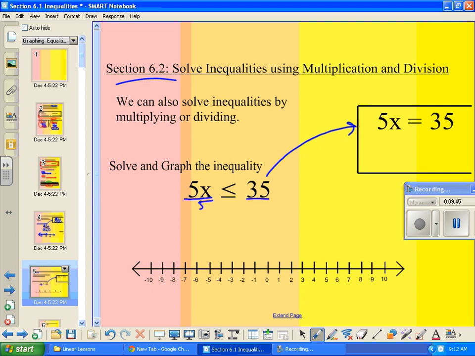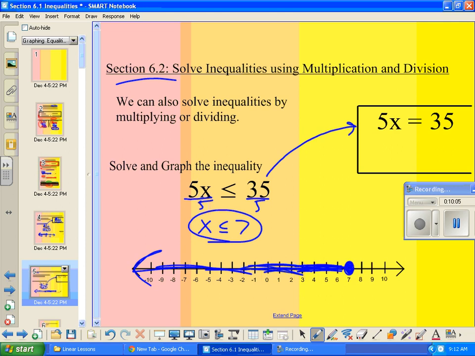So I'm going to divide both sides by 5. x is less than or equal to 7 in this case. For x is less than or equal to 7, that means that a solution could be 7. It could be equal to it. So in this case, I'm going to close the circle. I'm going to fill it in. And then numbers that are less than 7, I'm going to shade to the left.